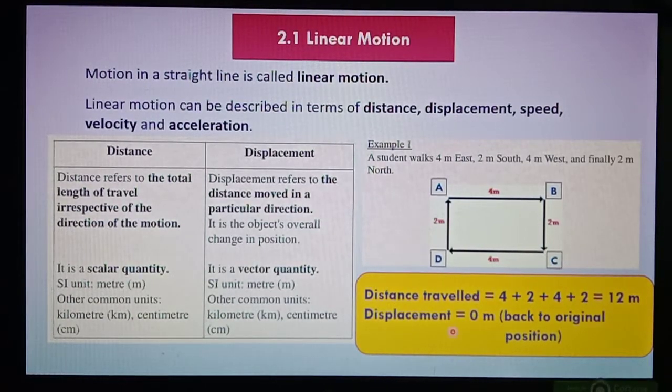Now we look at displacement. Displacement is the distance moved in a particular direction, or the shortest distance traveled by the student from initial point to final point. Now if you look carefully at this situation, the student starts from A and then returns to its original position, meaning no change in position at the end. So no change in position, meaning displacement equals 0. So in this case, the student is back at the original position.